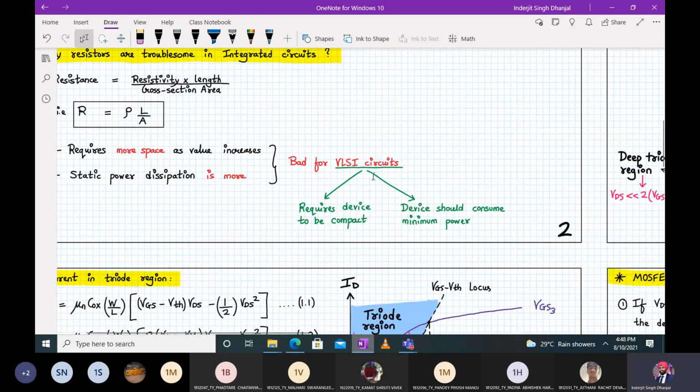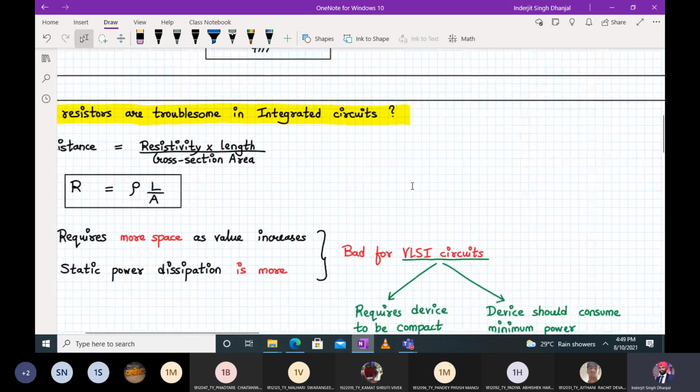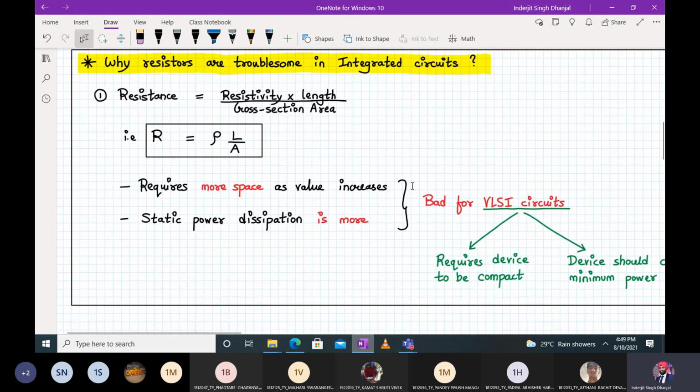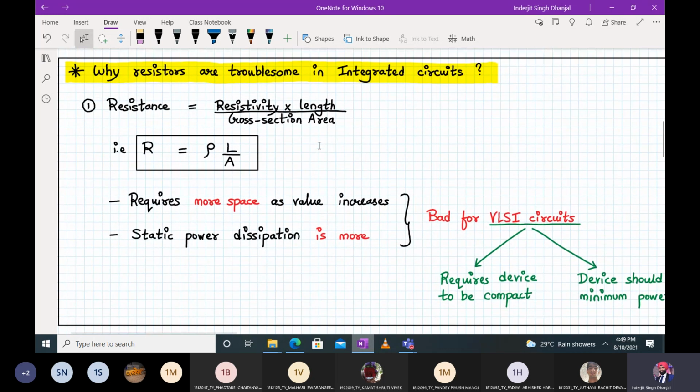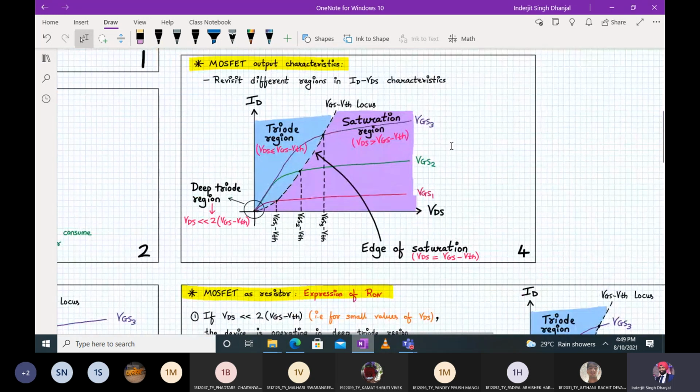That's why resistors are avoided in integrated circuits. In discrete circuits, we use a lot of resistors on the breadboard, right? So we can use them in discrete circuits, but in integrated circuits, resistors are not a good option. They are bad for VLSI circuits. Any doubt in this? We will very soon talk about the layouts. I will show you an actual simulation of how much comparable space one single MOSFET and one single resistor take. Fine with this? Now let's move on to the next part.